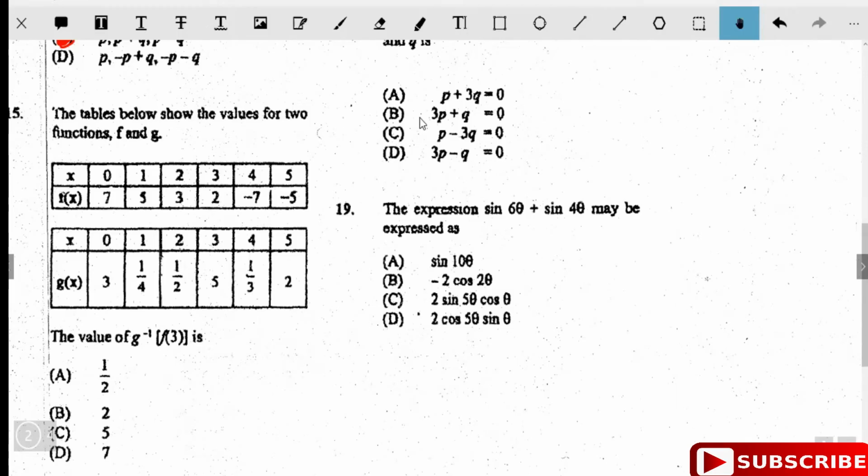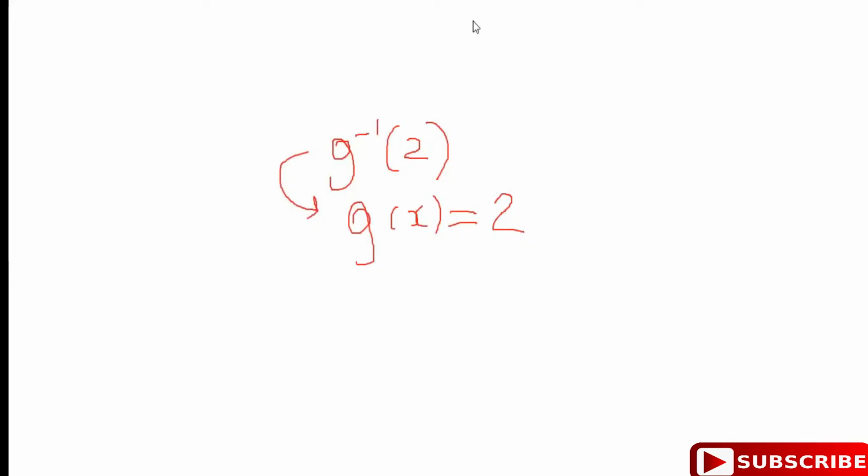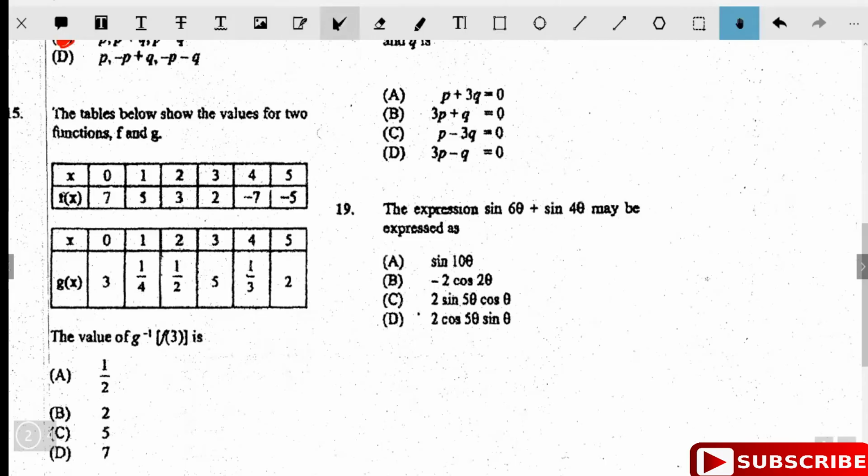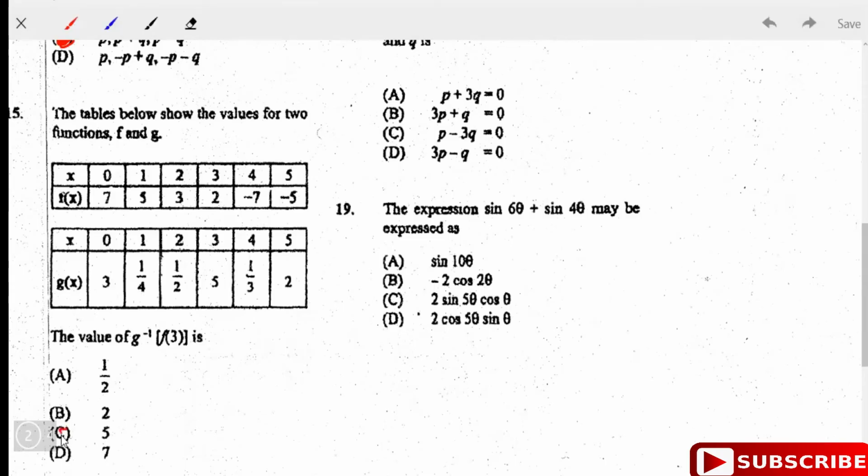Just to point this out again, when you're finding g inverse of 2 using the table, you're solving when g of x is equal to 2. That's what that means. And so what is the value of x that is going to give g of x being equal to 2? What value of x gives us g of x equal to 2, and that's 5. That's cat.